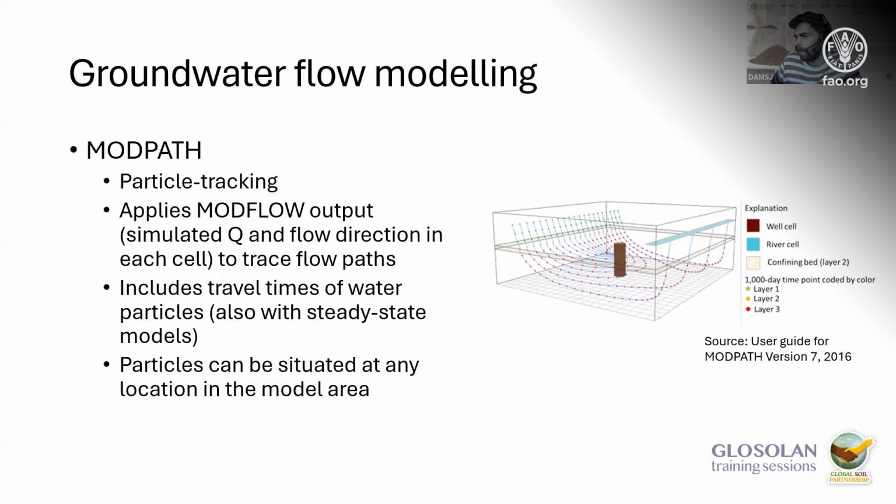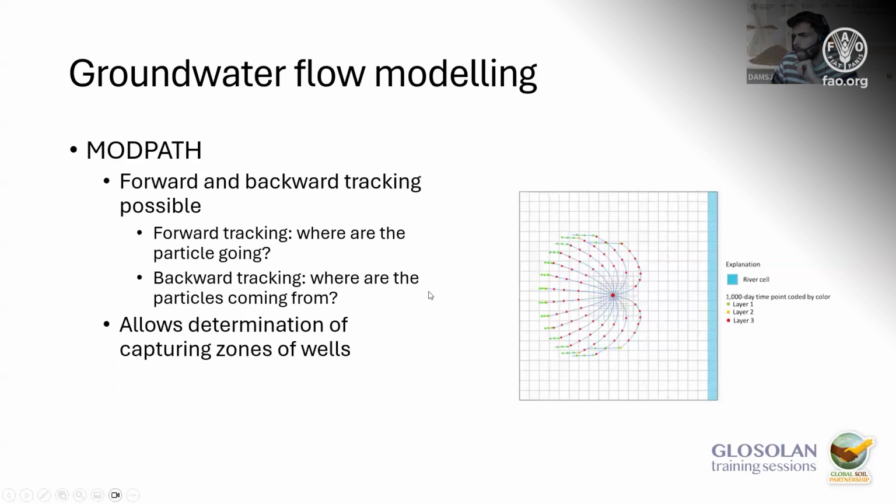So you can specify grid cells and locations in grid cells as a starting point or ending point, and then let the model output determine where the water, or these particles, are going to in forward particle tracking, or where they are coming from in backward particle tracking. I think here I have an example.